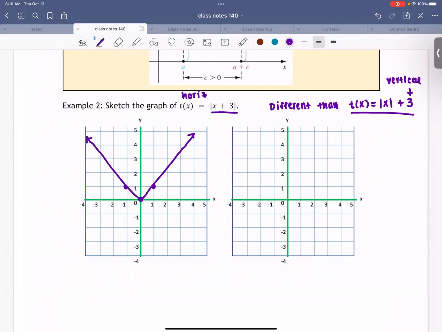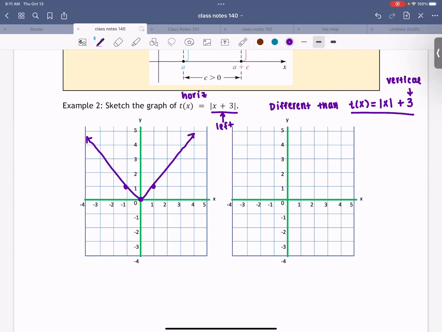Okay. So looking at my function, it says I'm adding 3 to x inside the absolute value signs. Am I going to the right or am I going to the left? Not the right, the left. When we add in here, it means we're going to the left. If we're subtracting, we're going to the right. I know it seems counterintuitive, but it's actually the opposite of what we actually think.